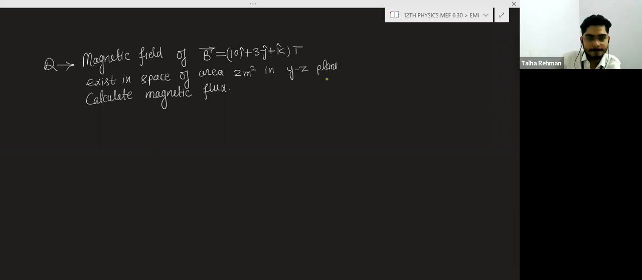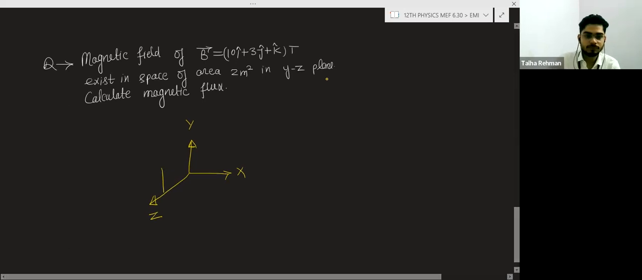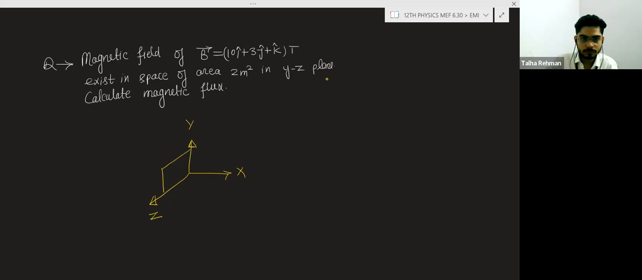Suppose this is your x-axis, y-axis, and this is your z-axis, and your area is in the YZ plane. This is your area, and the area is 2 meter square.